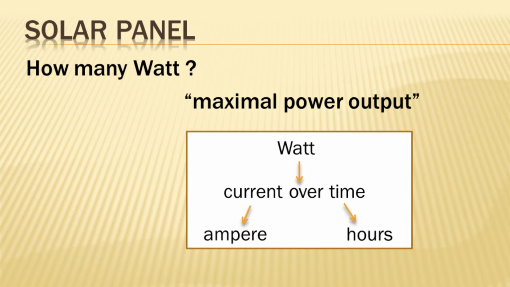This is the maximal power output. Of course, always depends on the condition of the sun. How much light do you have? But in general, we need to find out watt corresponding to current over time, again amp hours. So how many amp hours do we get out of X watt?